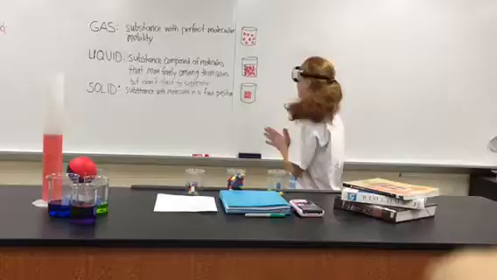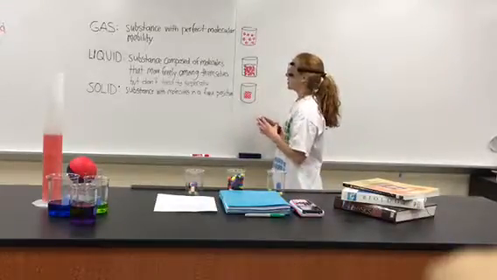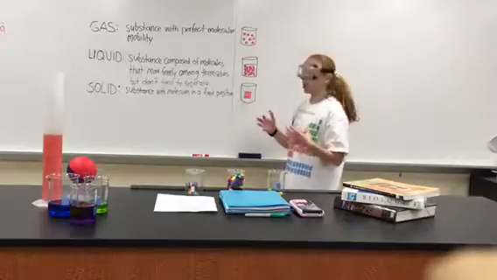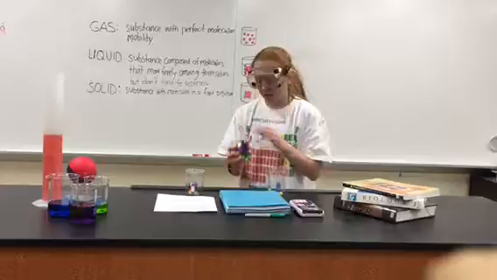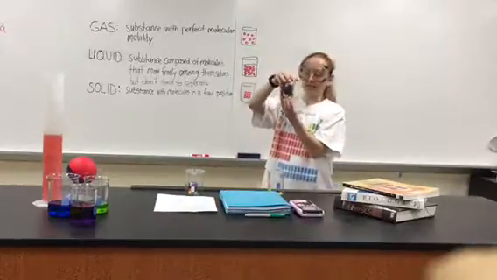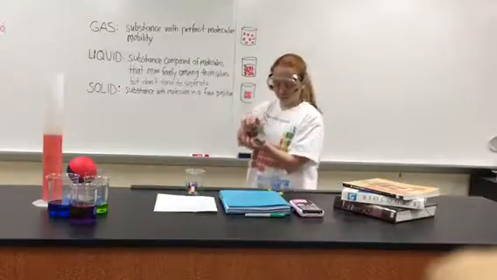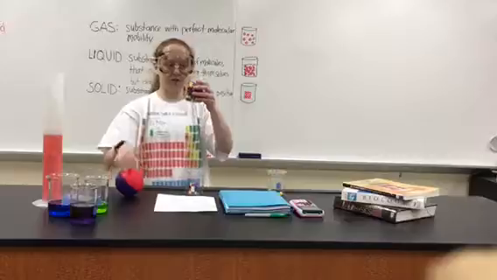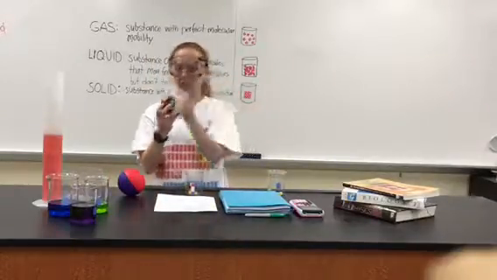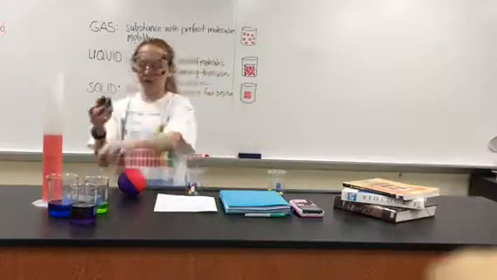Next we have a liquid, and a textbook definition of a liquid is a substance composed of molecules that move freely throughout themselves, but they don't separate. As you see, all of these molecules in here have a high density, so they are sitting on top of each other. They are not rigid and they do not have any compressibility, and they do not have a fixed shape even though they have no compressibility.